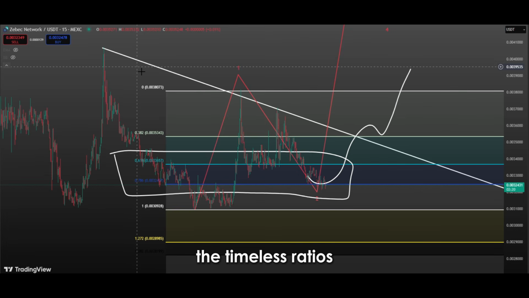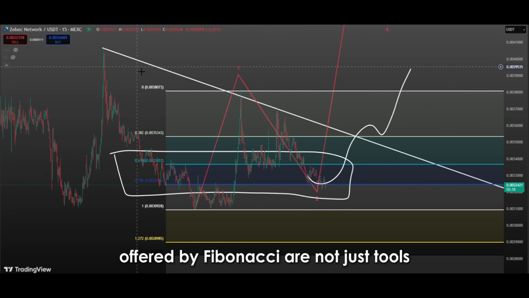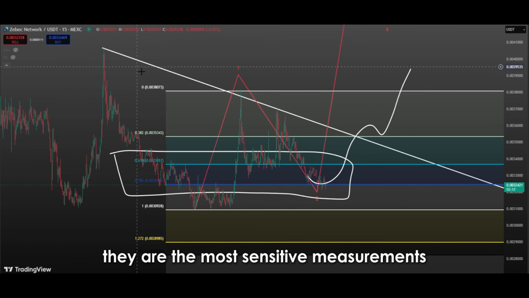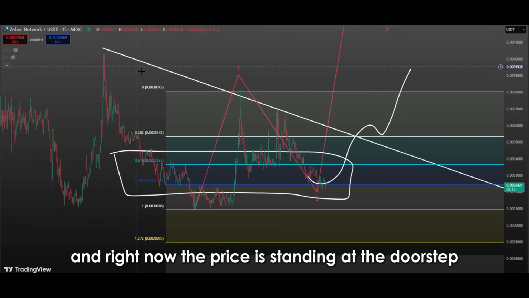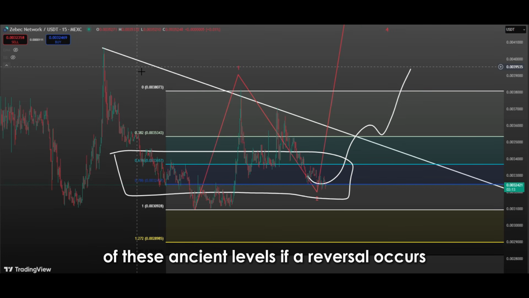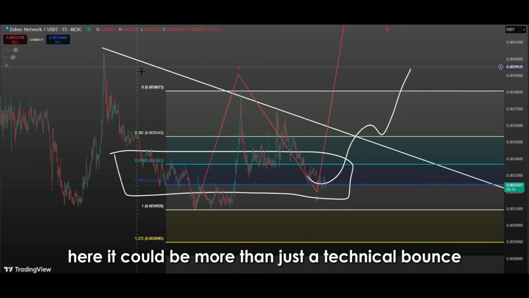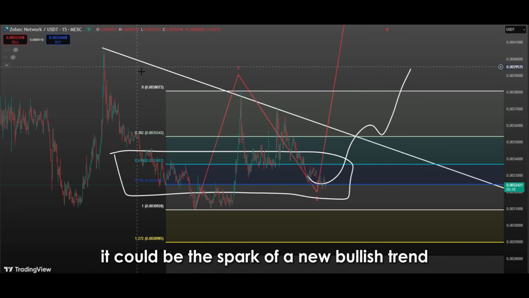The timeless ratios offered by Fibonacci are not just tools, they are the most sensitive measurements of investor behavior in the market. And right now, the price is standing at the doorstep of these ancient levels. If a reversal occurs here, it could be more than just a technical bounce. It could be the spark of a new bullish trend.